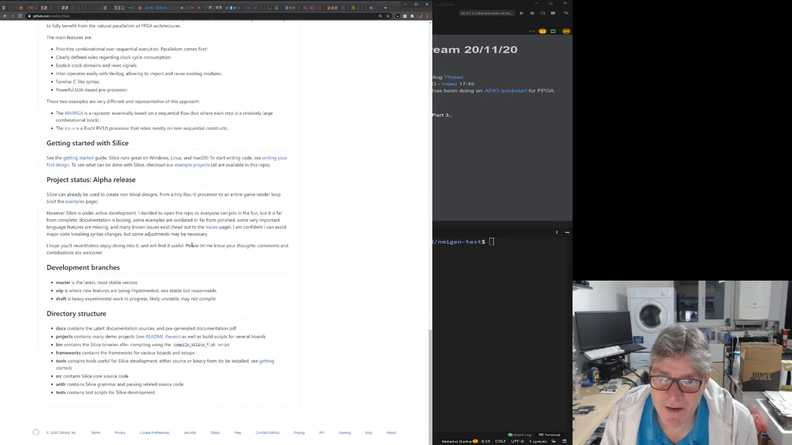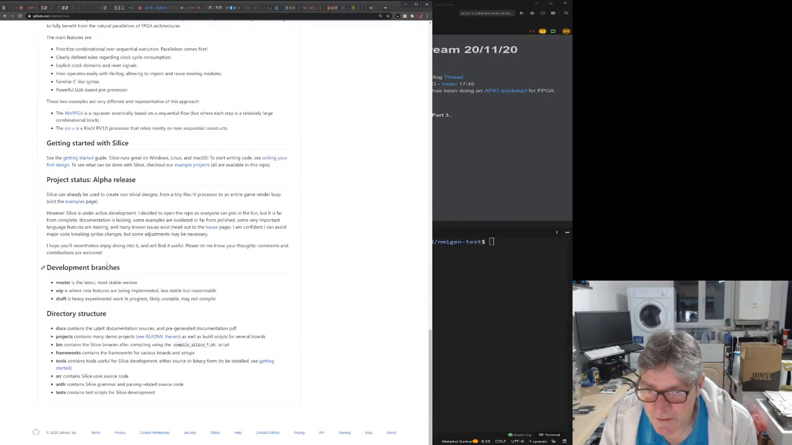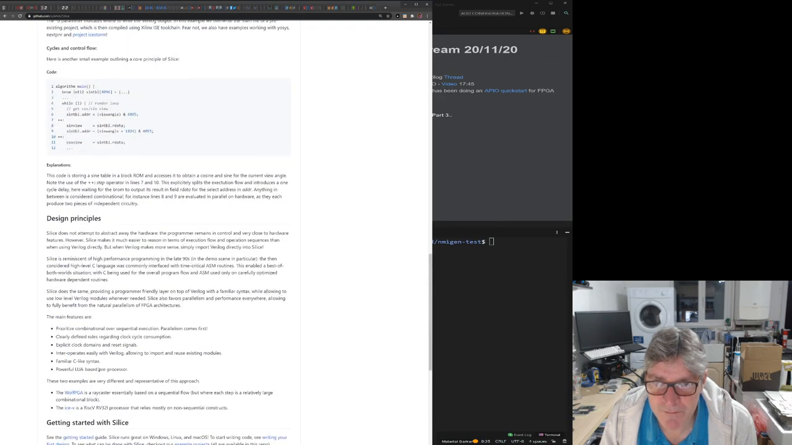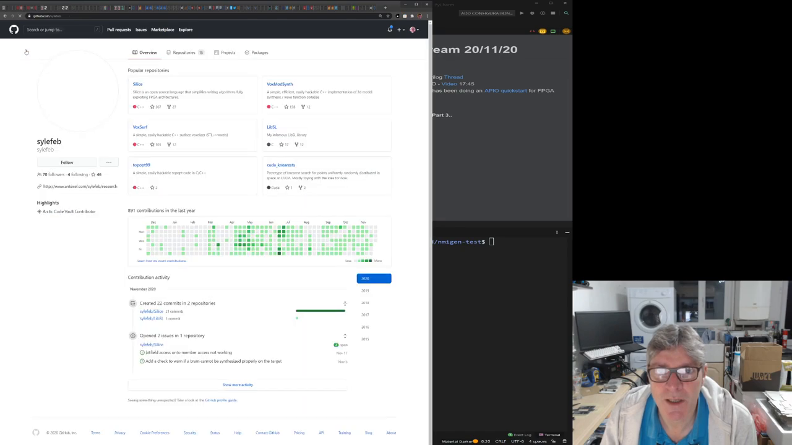Interesting. So again, another interesting one to have a look at. We are certainly not short of choices these days. I just wish I had enough time to try all these out, frankly. This one looks a bit more comprehensive and built out, to be fair. Who is it made by? Is it a person or a company or what is this? Sylefeb. Who's Sylefeb?